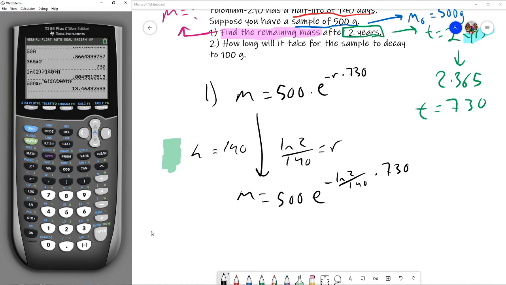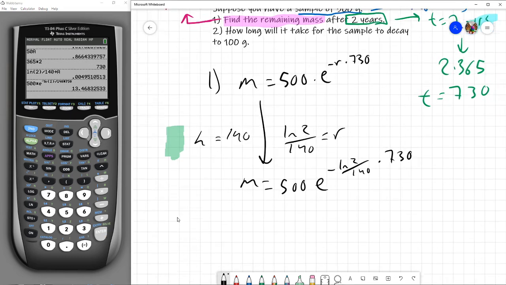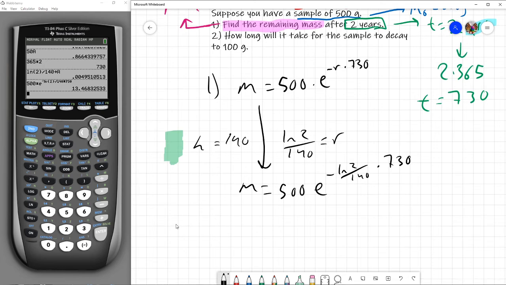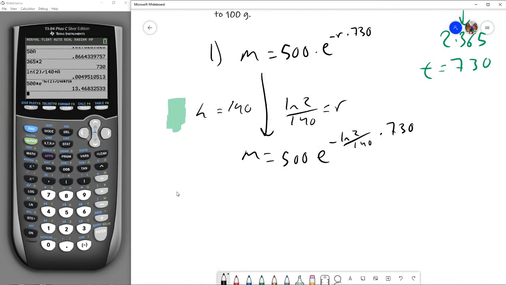And we get 13. Alright. So it's not sticking around for very long. Within 2 years it's decayed to 13 grams. So mass will equal, let's say 13.5 grams.